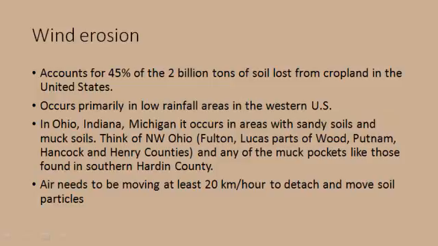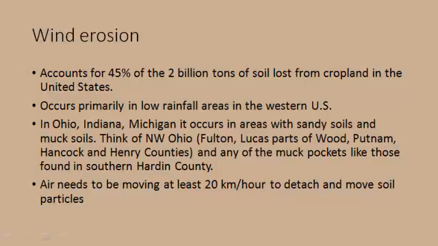Now, wind erosion accounts for 45% of the 2 billion tons of soil loss from U.S. cropland, and it occurs primarily in the low rainfall areas in the western United States. But we also have it in Ohio, Indiana, and Michigan, in areas where we've got sandy soils, and areas where we have muck soils. In northwest Ohio, it's in counties like Fulton, Lucas, Putnam, Hancock, Henry, and Wood, and others. And any of the muck pockets, like those found in the marshes in southern Hardin County.